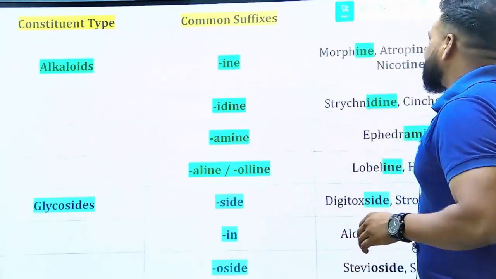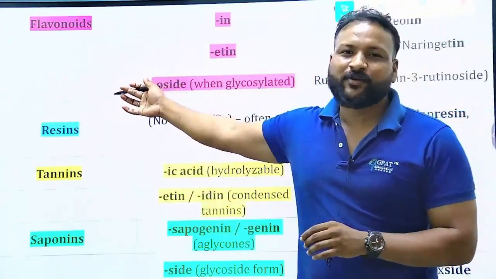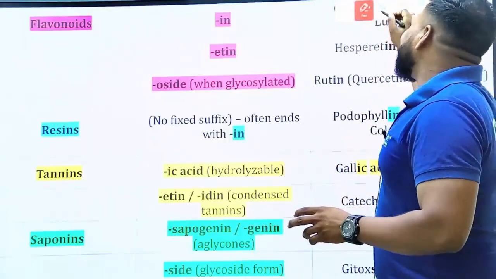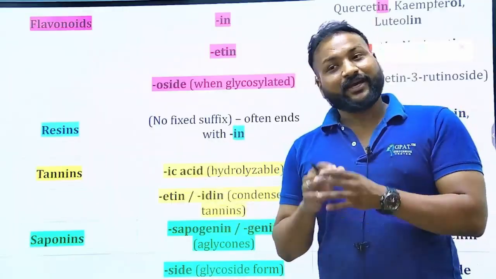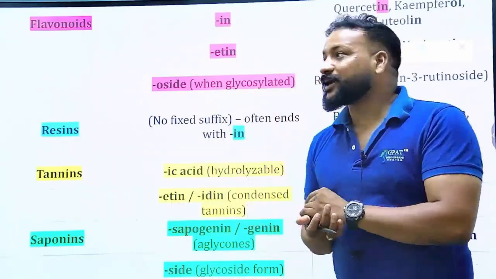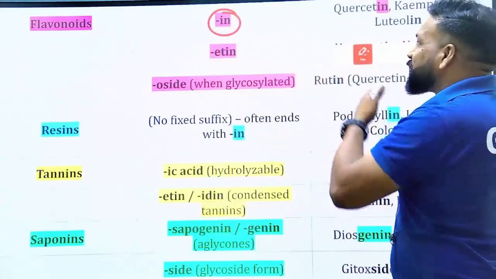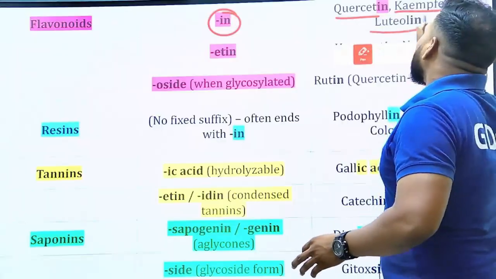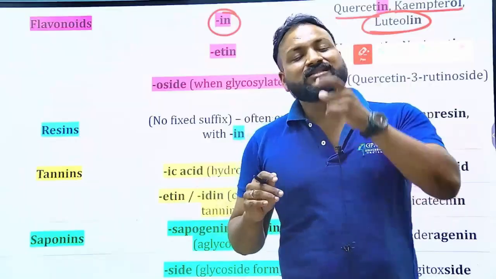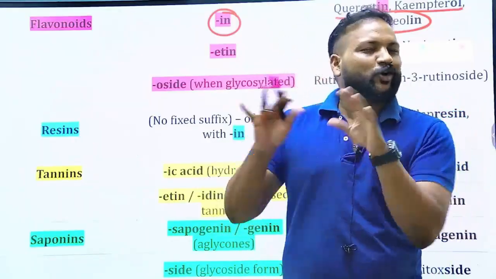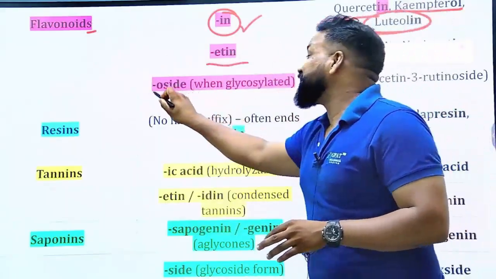Now moving to the next classification, other examples of secondary metabolites. Now coming to the flavonoids. Sometimes chemical compound names are classified based on chemical nature as well. For flavonoids the suffix will be in: quercetin, kaempferol, and luteolin. Do not worry, for some types of chemical compounds the examples are very, very limited. Flavonoids end with in and echin, and also oside.